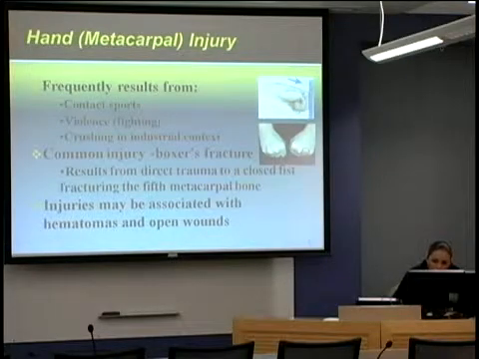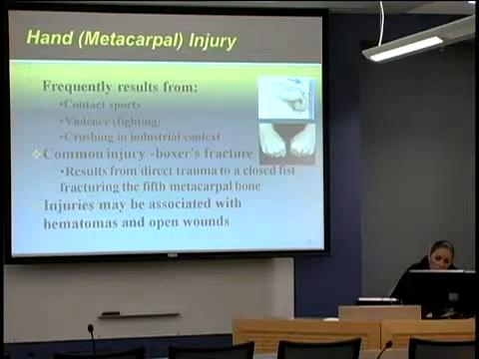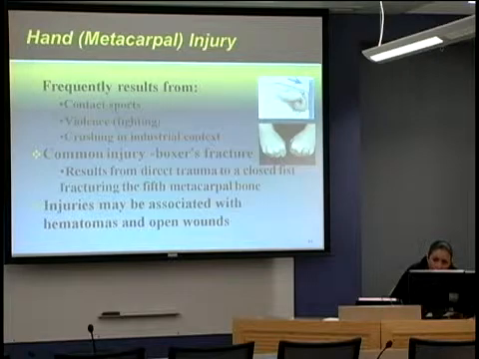Hand injury frequently results from contact sports, violence, crushing in an industrial context. One of the most common injuries of the hand is a boxer's fracture. Results from direct trauma to a closed fist, fracturing the fifth metacarpal bone. These injuries may be associated with hematomas and open wounds.